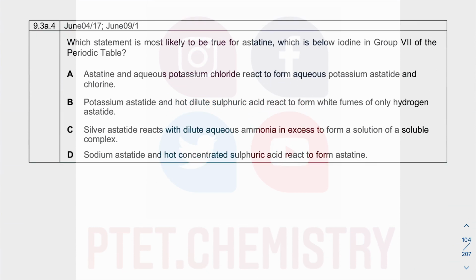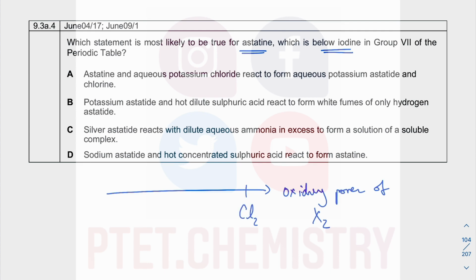So number 4 is asking for which one is true for astatine. So astatine is below iodine. We don't normally deal with astatine chemistry, but what does it tell you? You know the oxidizing power of the X2. We talk about chlorine. Actually, fluorine is a stronger oxidizing agent than chlorine, but your case study typically starts from chlorine in A level.